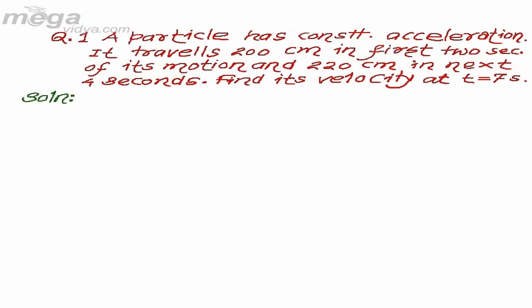If we see the given situation, we have been provided the displacement of the particle for two different time intervals. First information has been given about the first 2 seconds of its motion, and then for the next 4 seconds another displacement is given, which is 220 centimeter. We have to find its velocity at t equal to 7 seconds, but as we know, there is no idea given about the initial velocity and obviously of the acceleration under which this particle is going.